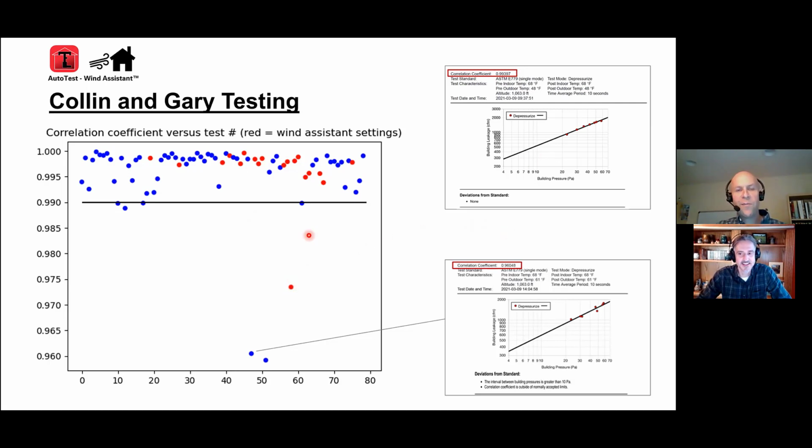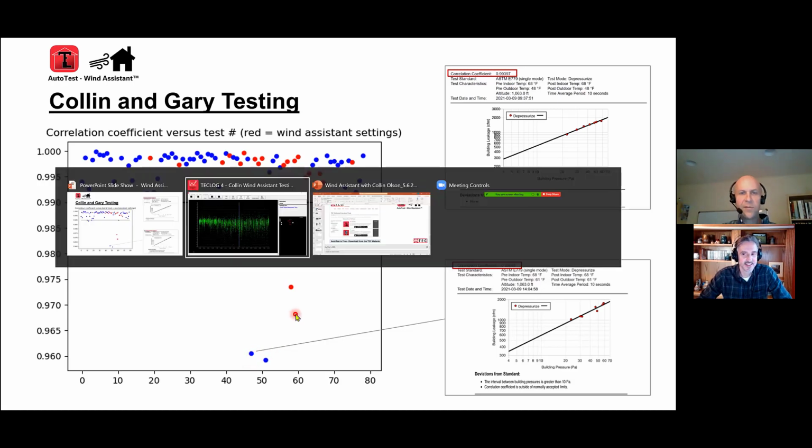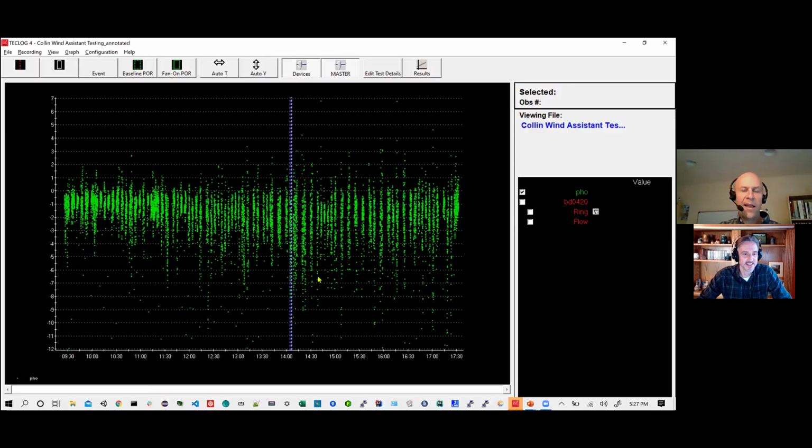And then what we should maybe have shown is one of these tests, but we're not showing that. What we're showing is really the exception to the rule here, that occasionally the wind assistant will make the wrong decision and it will not use the wind assistant settings even in a case where it should have. So here's an example of that. Let me just flip over to TechLog here and try to show what happened.